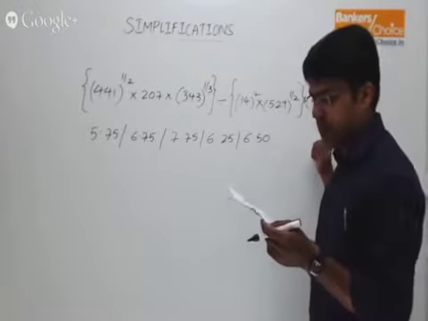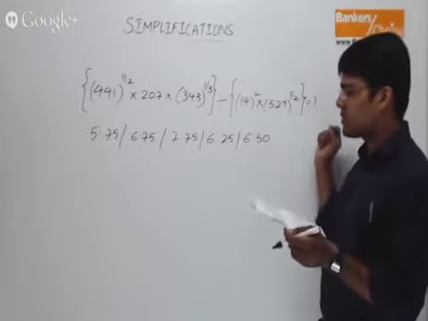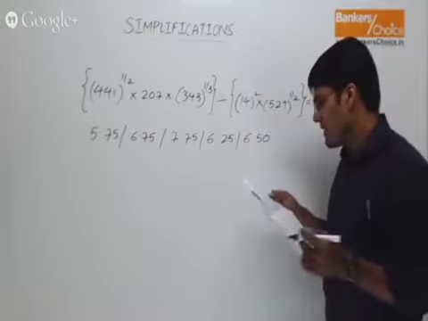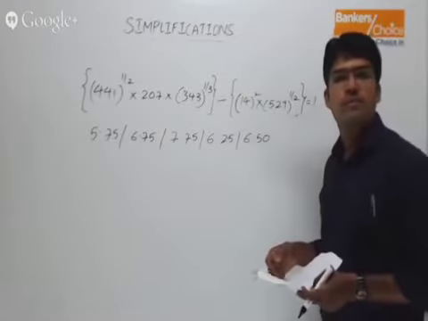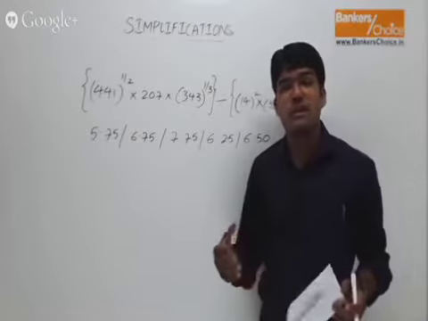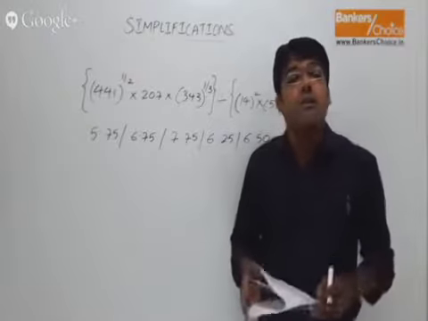So 441 power 1 by 2 into 207 into 343 power 1 by 3 divided by 14 square into 529 power 1 by 2 equals to what? Now, how do you solve this question? Apply the BODMAS rule. What does the rule say? First, always go for the bracketed part. You have to simplify what is within the brackets.